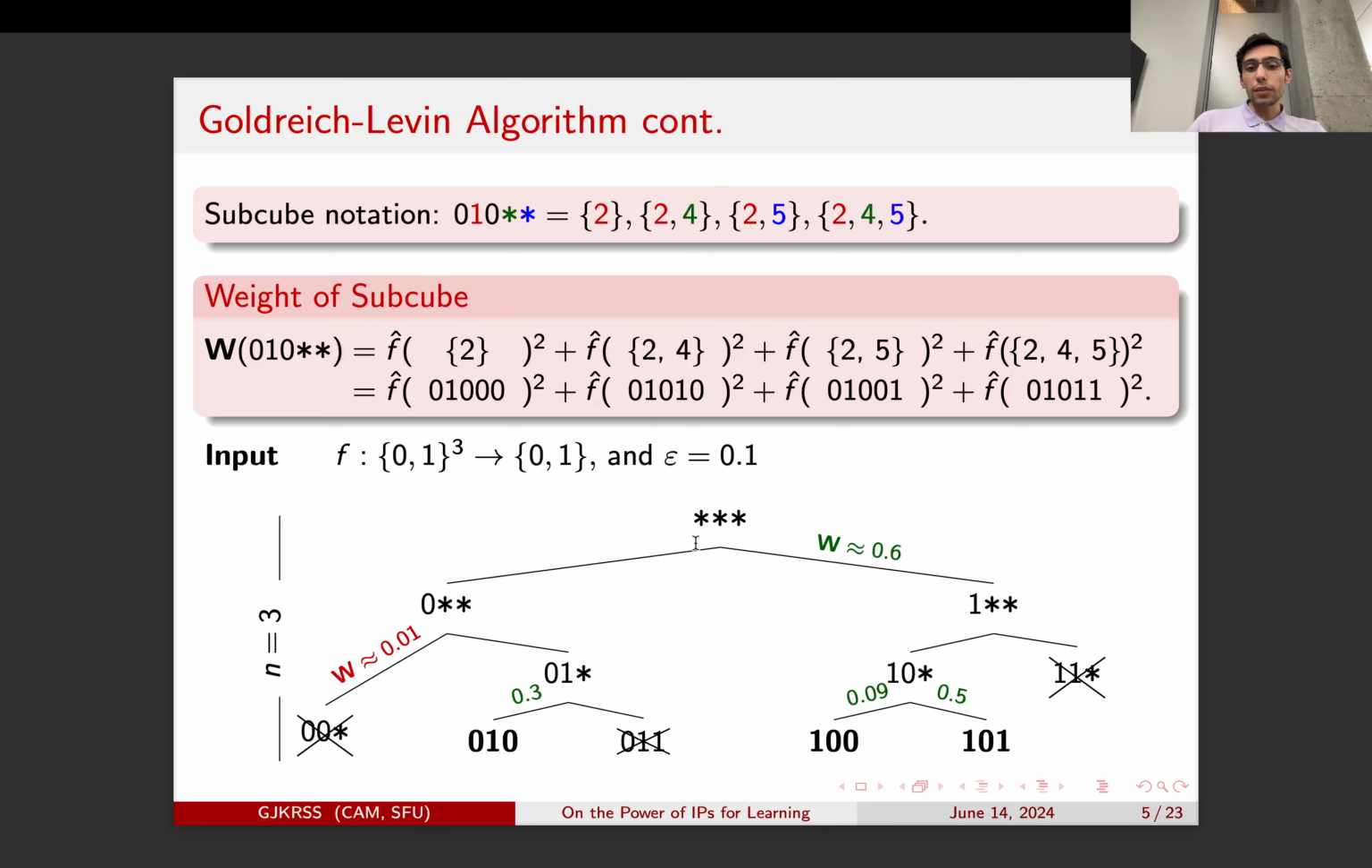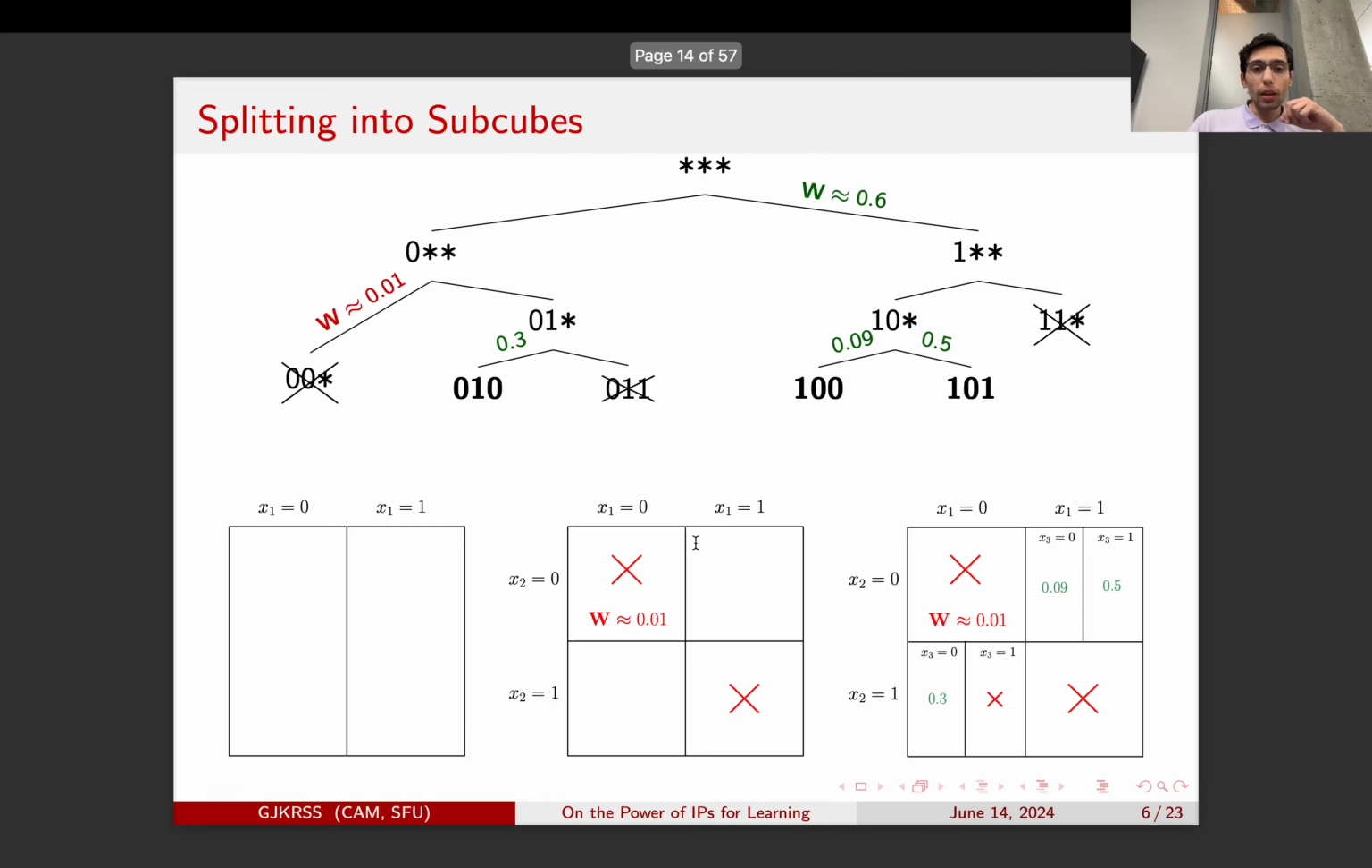Note that the height of this tree is n, and it's what we want to avoid in general in our result. Another way of viewing this same tree is using this square. So this square represents the set of all coefficients, and Goldreich-Levin does this splitting by fixing these coordinates. So this is the picture of Goldreich-Levin.